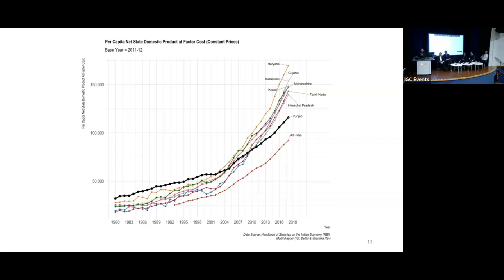Now, it's interesting because this is almost like a natural experiment. Haryana and Punjab, in fact, were hyphenated. You often spoke of them together. 18 years back, Punjab was richer than Haryana. Today, an average Haryanavi is 1.5 times richer than an average Punjabi. That's the kind of difference that you're seeing in the growth of these states.